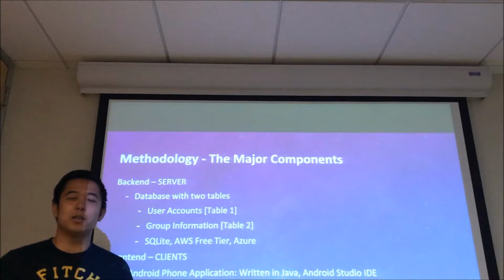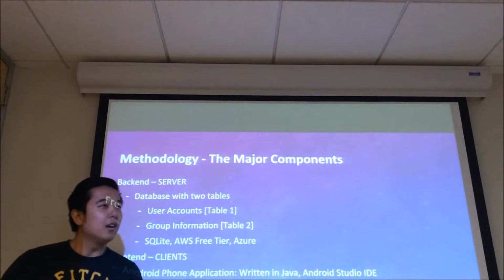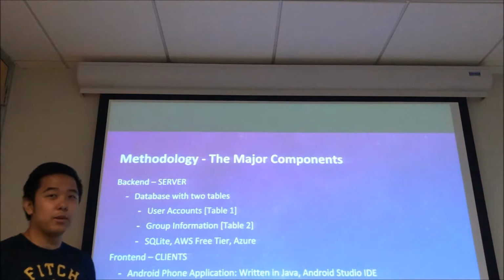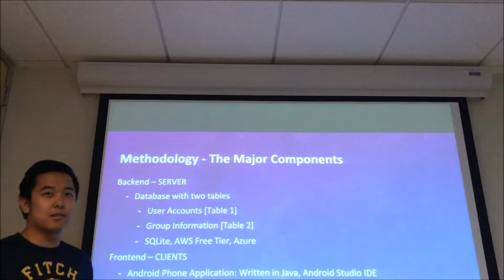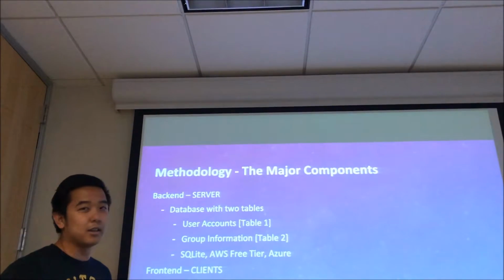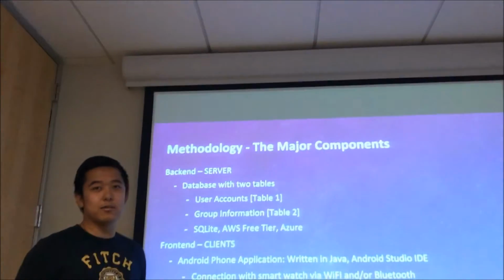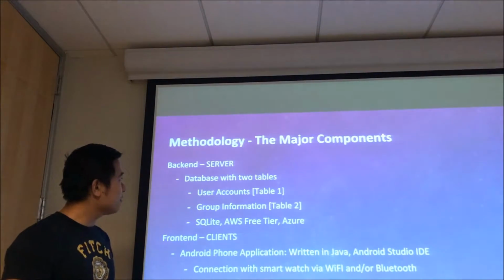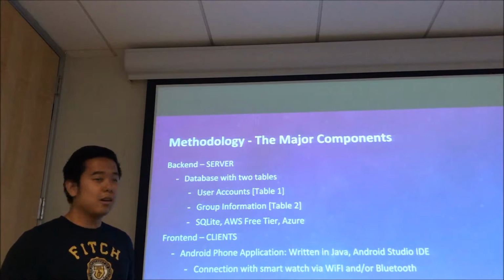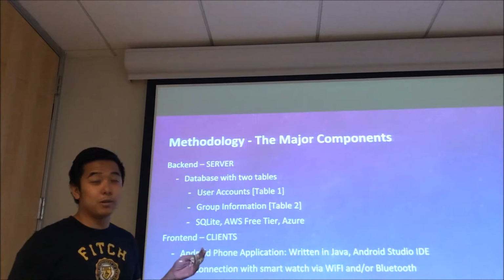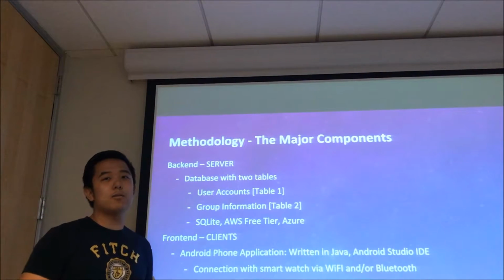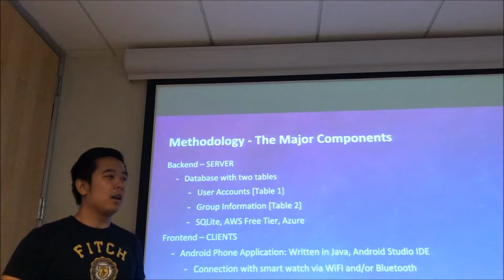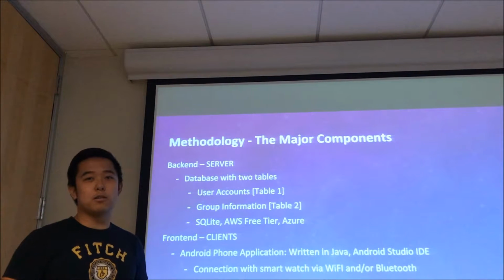Greetings, my name is Ngoc Nguyen, and I'll be going over the methodologies of our Capstone project design. Our design consists of 3 major components. First, there is a backend, which consists of a server, which will be hosting a database through cloud services. This database will contain 2 tables. Table 1 will hold the user accounts, which contain things like usernames, salted passwords, and the groups that they belong to.